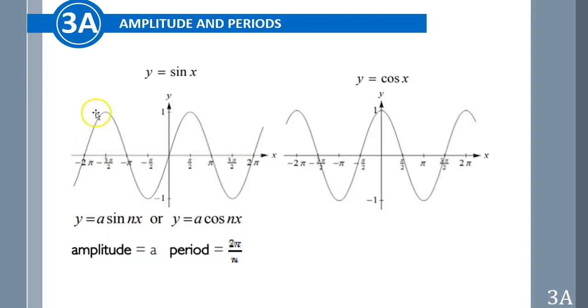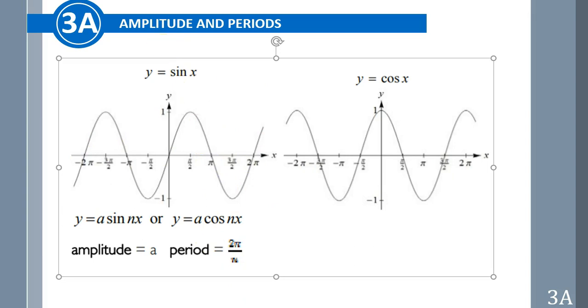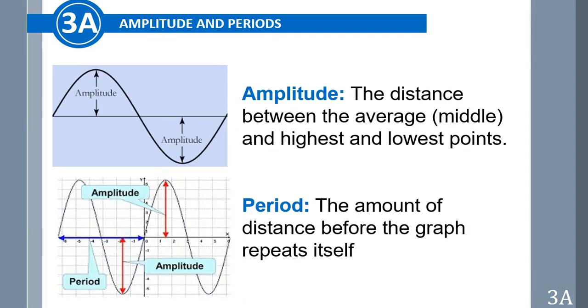You can see it goes up to the same point, in this case 1, down to -1, up to 1, down to -1, up to 1. So that's an amplitude of 1. If we change that to an amplitude of 4, it would go up to 4, down to -4, back to 0, up to 4, and it just changes how high it goes. It doesn't change where it cuts the x-intercept, just changes how far it goes and how steep it is. So that's our amplitude, the distance between the average and the highest and lowest points.